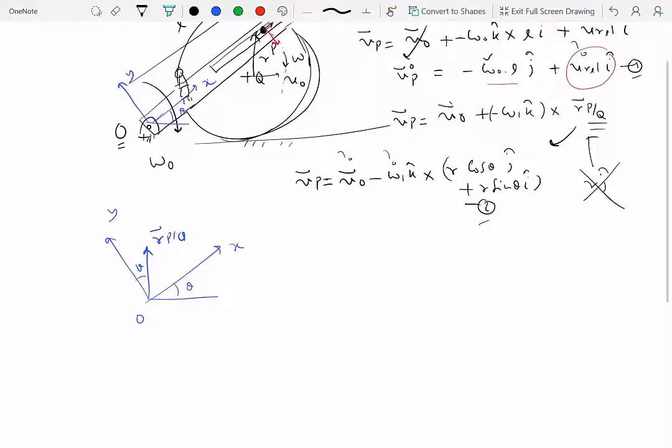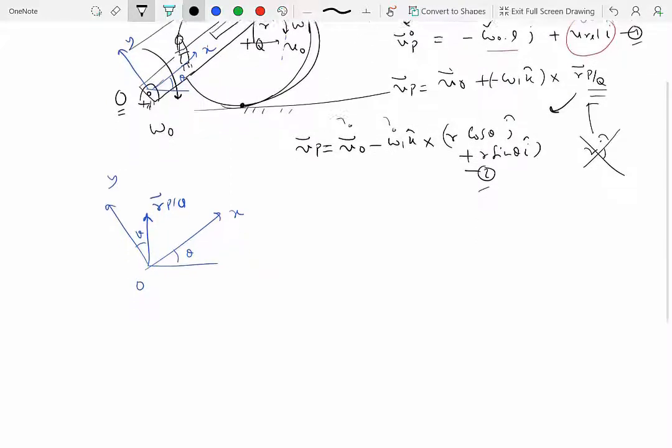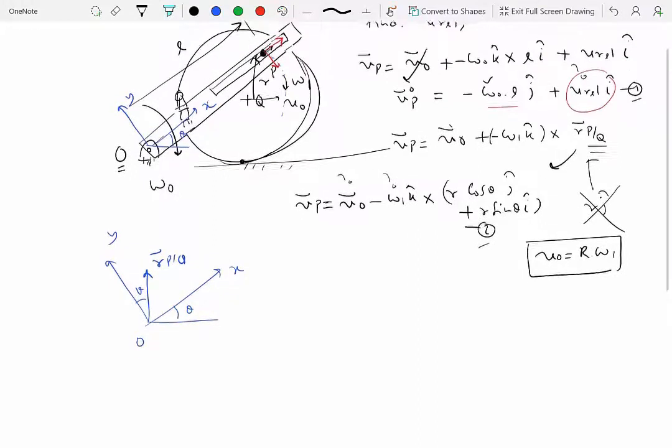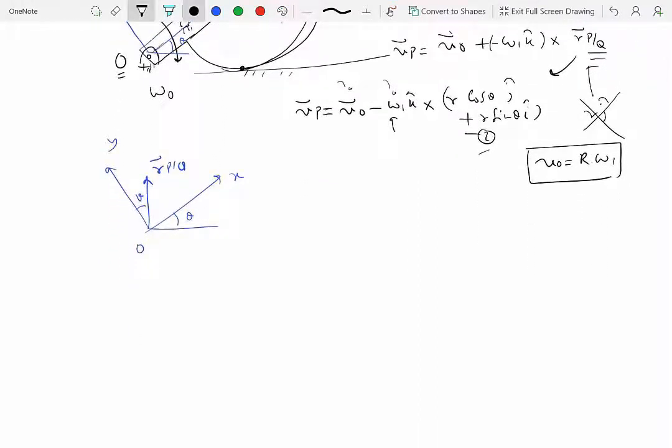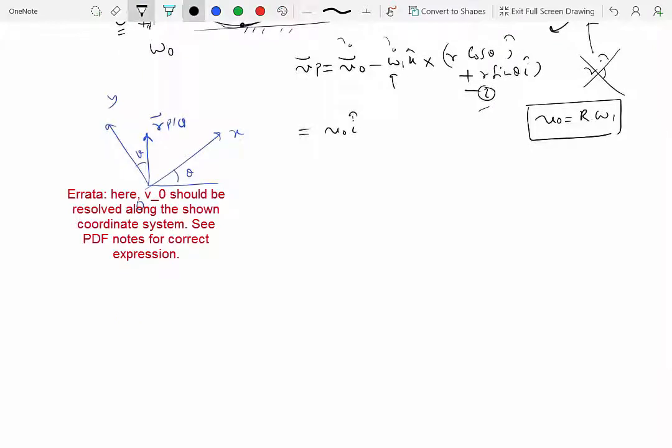But if we enforce the no-slip condition on this wheel, then the velocity of the contact point is actually 0. And that means V0, we've seen this before, is equal to the radius of the disk times omega 1. Since we're looking for V0, we can write omega 1 in terms of V0. We know the velocity of the center of this wheel should be towards the right, so V0 i hat, minus omega 1, which is V0 over R, k cross R cosine theta j hat plus sine theta i hat. Let's simplify this.